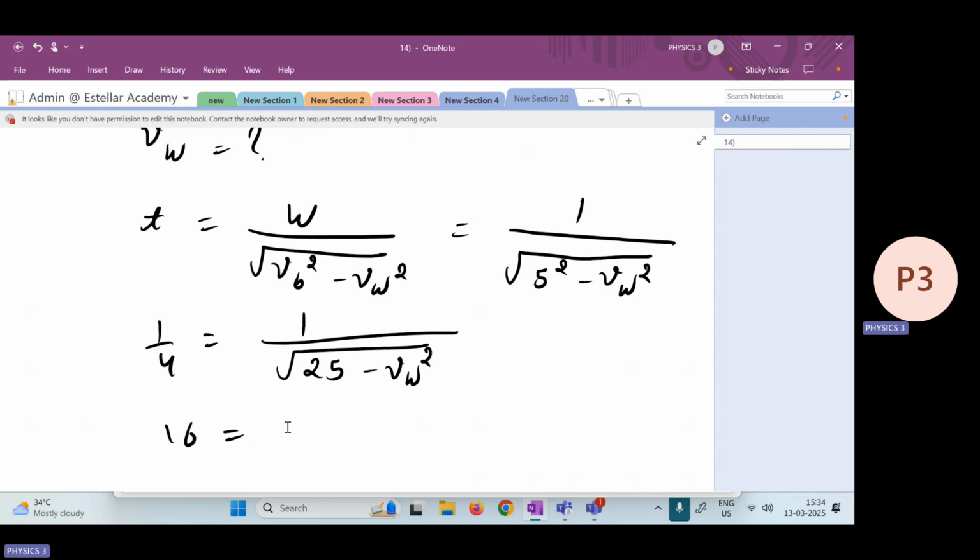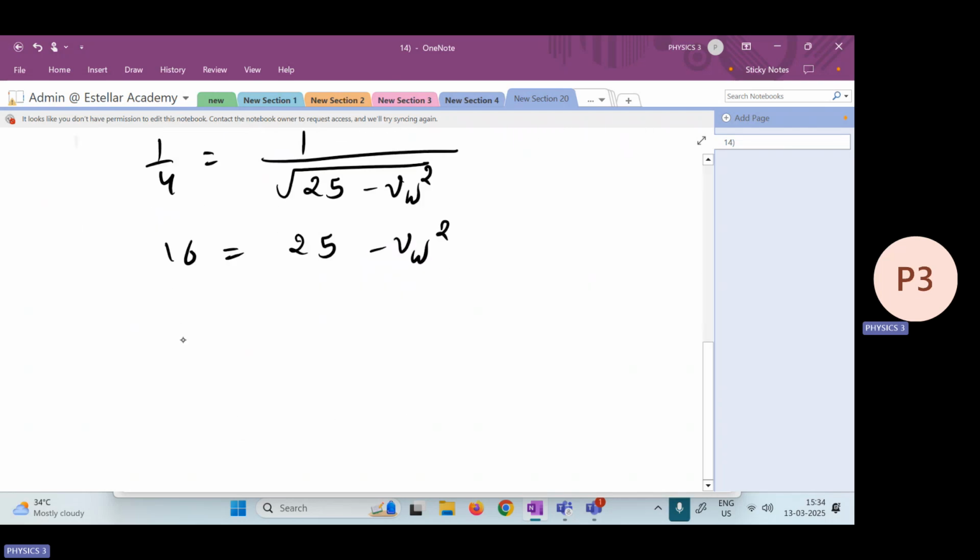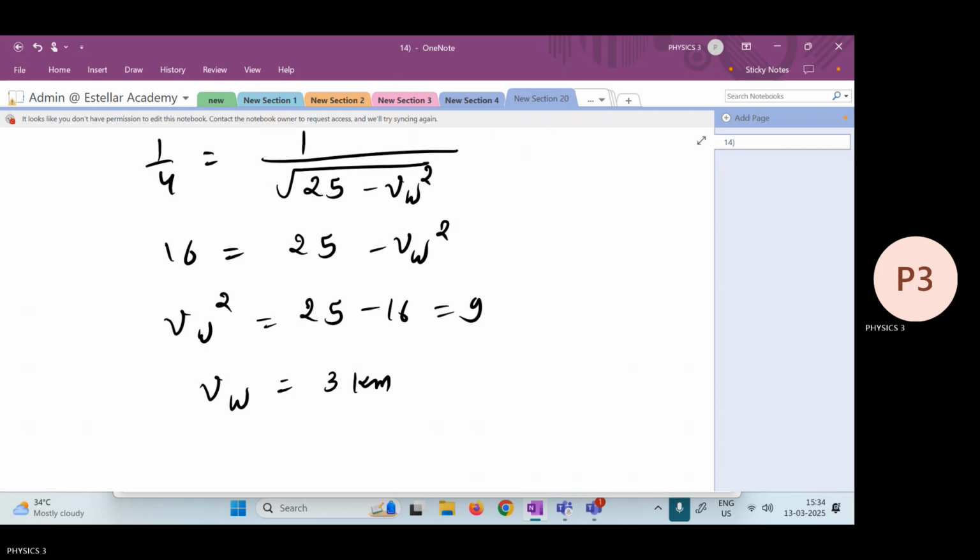If we square both sides, then 16 comes out to be equal to 25 minus VW square. So from here, VW square comes out to be 25 minus 16, which is 9. So VW will be 3 km per hour, right? So option B would be correct. Let's go for the next question.